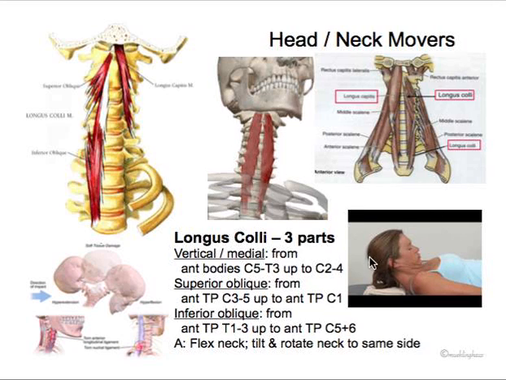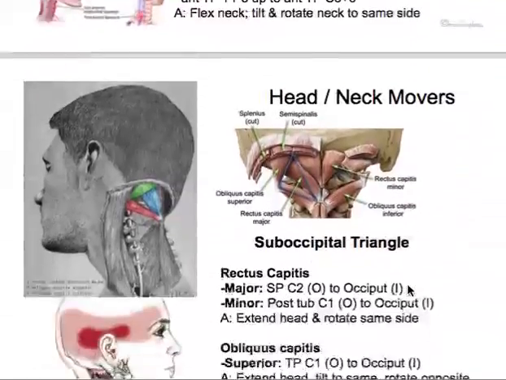This picture down here shows us how we can work that muscle: bringing the chin to the chest activates those muscle fibers. That's a very good thing to do. All right, let's go to the next one. Does that make sense?